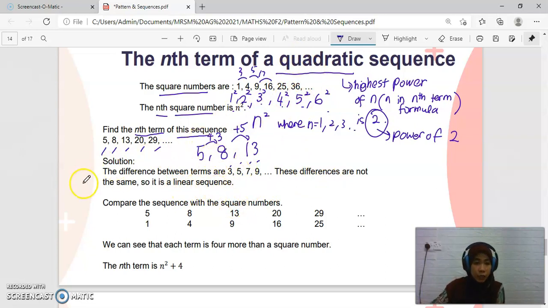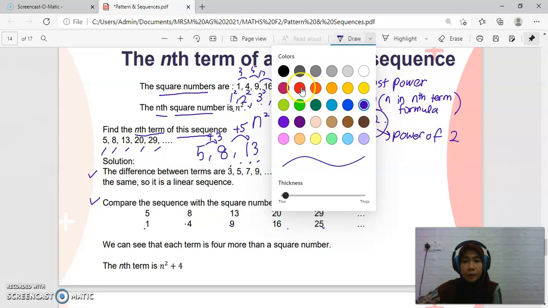Okay. So cara yang kedua, bila dia bukan linear, awak compare pula dengan square numbers. So square numbers kita ambil tadi 1, 4, 9, 16, 25. So awak tengok beza dia. We can see that each term is 4 more than a square number.